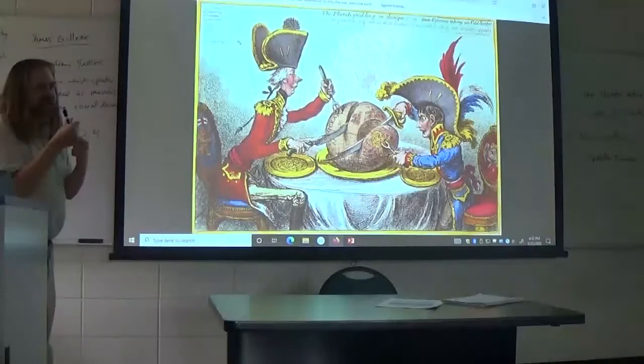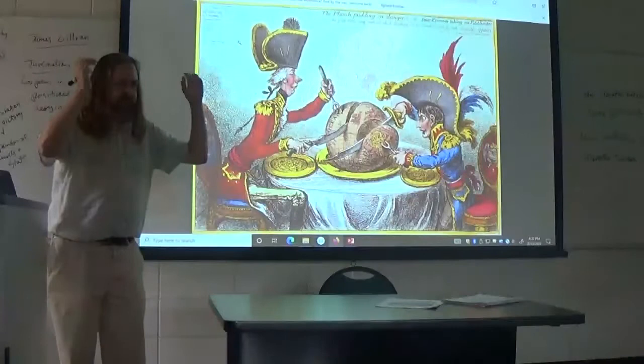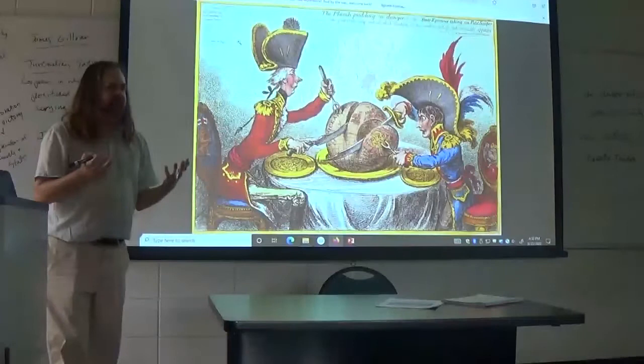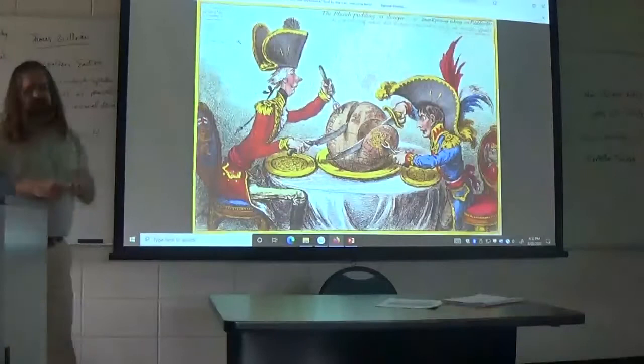But Gillray actually helps create this image of Napoleon in the public imagination, right? By always drawing him as a little man in a big hat. Napoleon was actually of completely average height for a man of his time, right? But this image lingers in the public consciousness. And this was the kind of thing Gillray was typically paid to draw by the government.